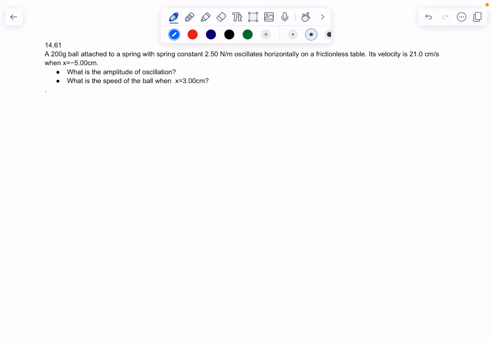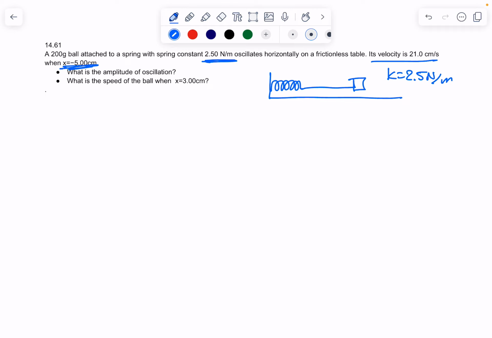We have an oscillatory system, a spring on a horizontal table, moving back and forth. We know the spring constant, k is 2.5 newtons per meter. We know its velocity at a particular point: v at x = -5 centimeters is equal to 21 centimeters per second. So we know that information.